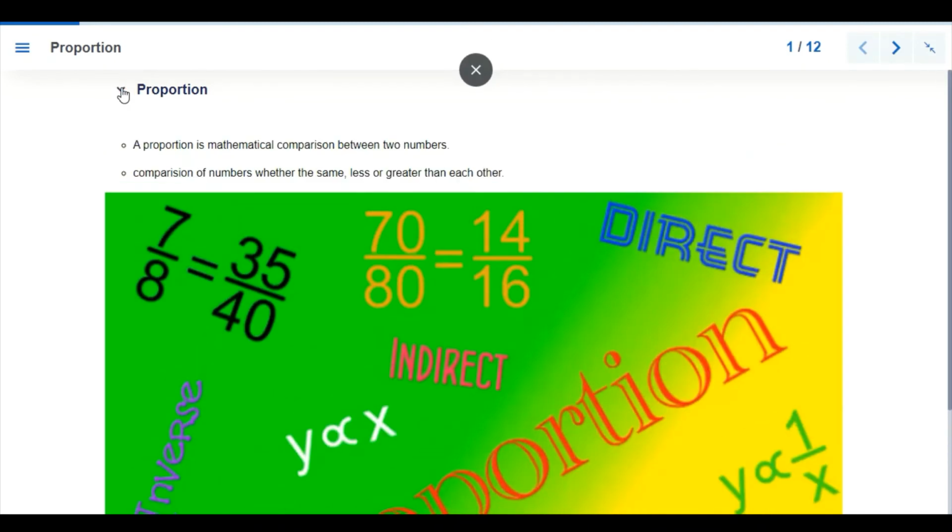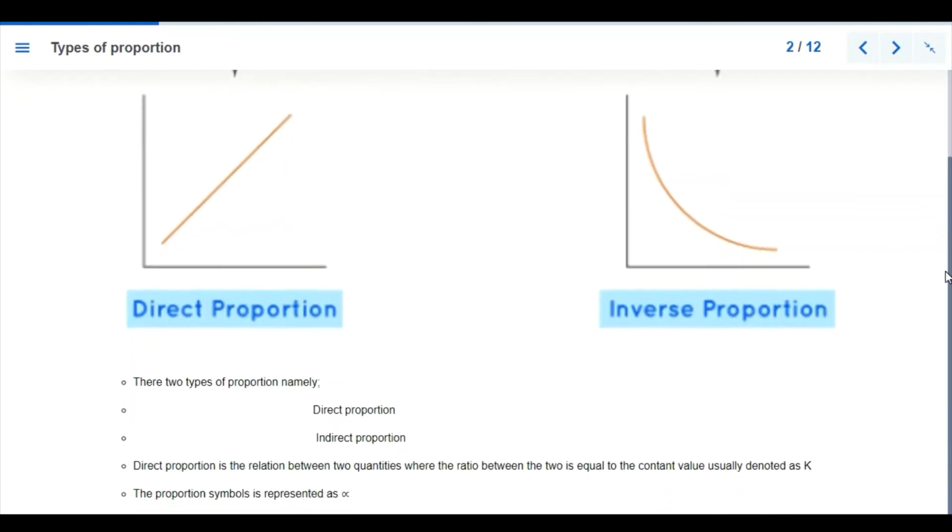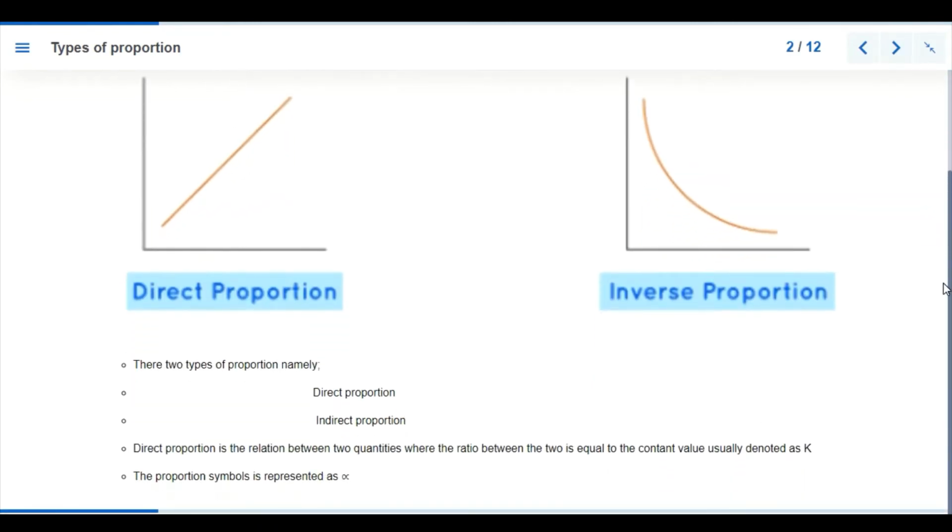A proportion is a mathematical comparison between two numbers, whether they are the same, whether one is less than or greater than the other. So when you're talking about proportion, you are just trying to compare two numbers to know if they are the same, less, or greater than each other. And we have types of proportion. We're going to be looking at two types here. The first one is direct proportion, and we have indirect proportion.